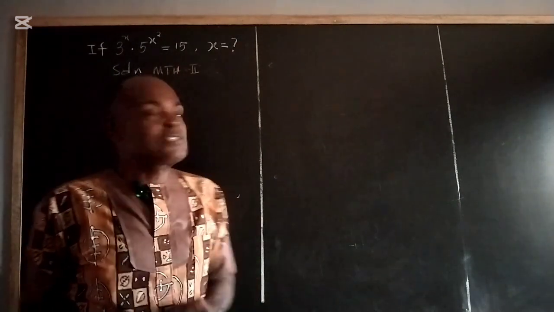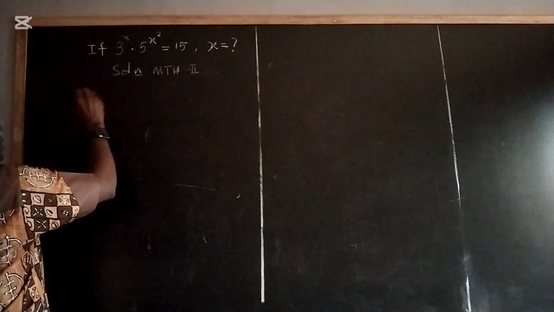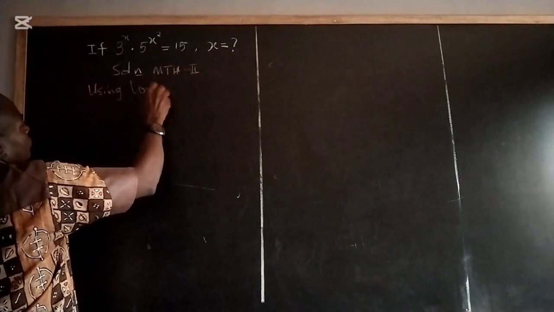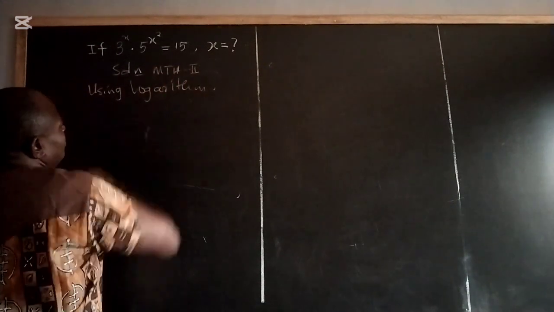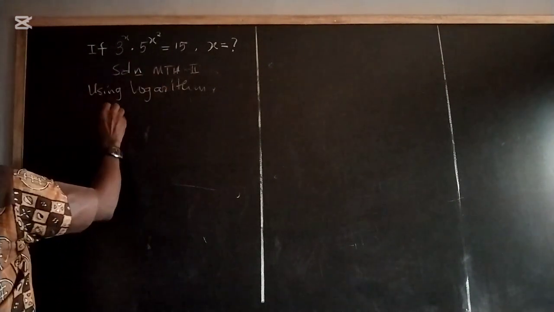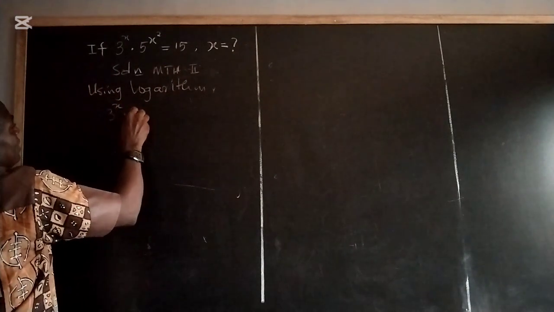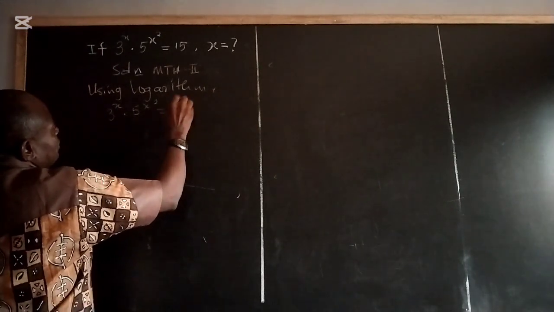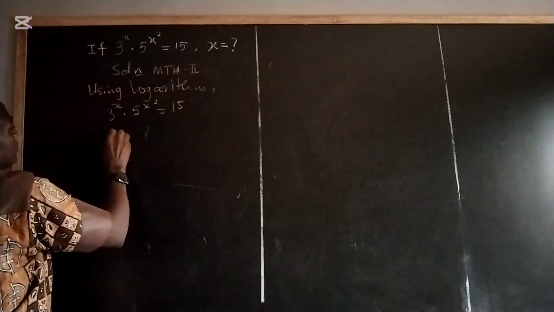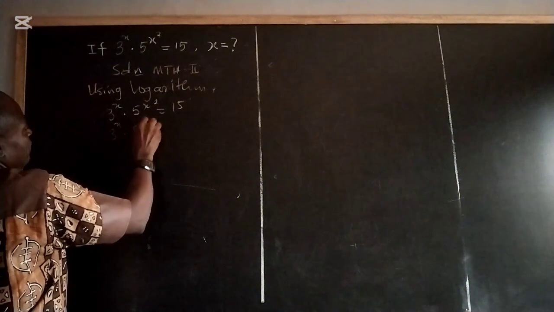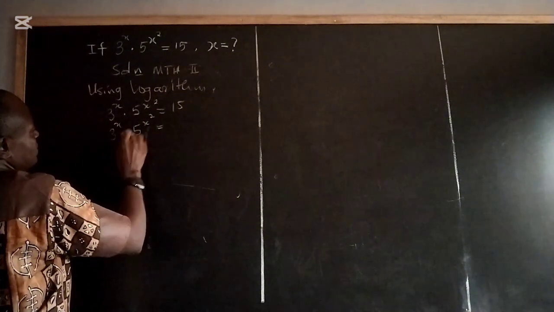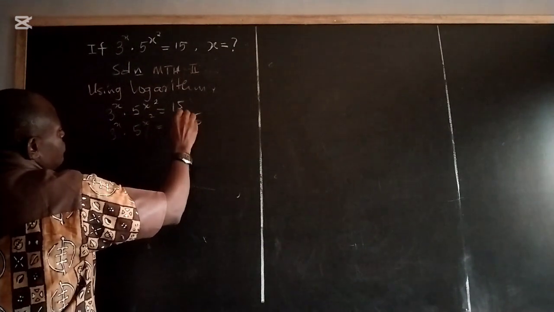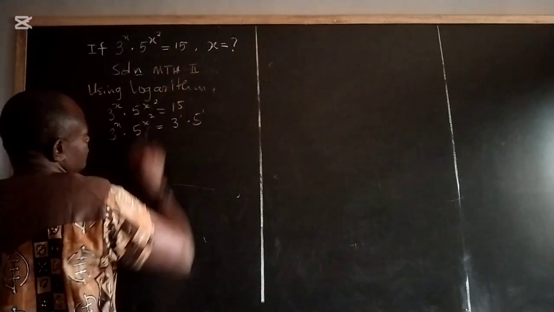So I choose to call this method the method of logarithm. All right, using logarithm, we bring the question down: 3 raised to power x times 5 raised to power x squared equals 15. We could express 15 like we did before: 3 raised to power x times 5 raised to power x squared equals 3 times 5, or 3 raised to power 1 times 5 raised to power 1, meaning 15, right?